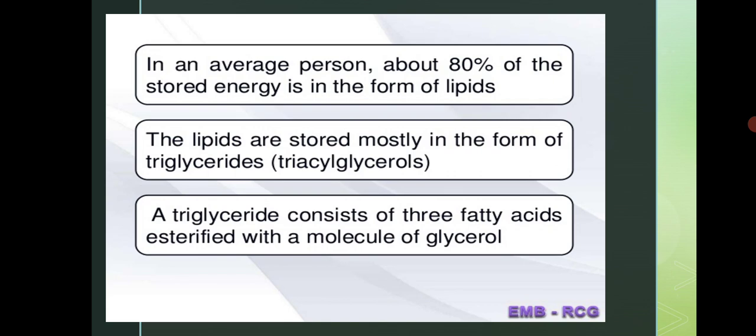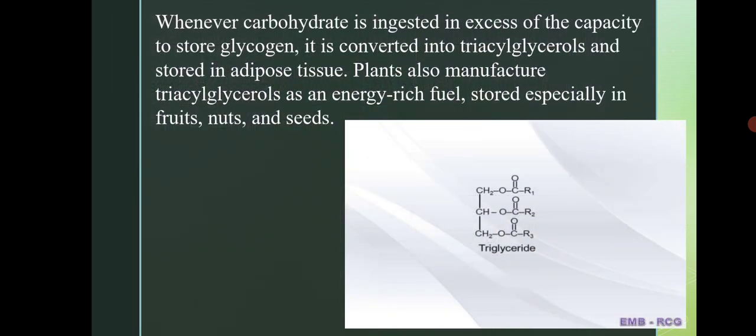Lipids are stored mostly in the form of fats or triglycerides, and a triglyceride consists of 3 fatty acids esterified with a molecule of glycerol. So fatty acids and glycerol molecule are linked together by the ester bond. Hence it is known as esterified. So this is the structure of triglyceride. R1, R2, R3 are the fatty acids. So combination of glycerol and fatty acid forms the triglyceride.